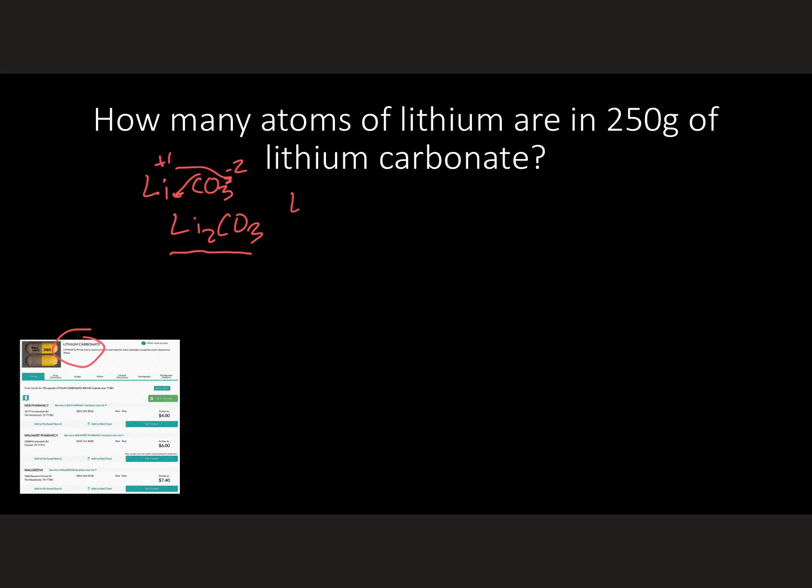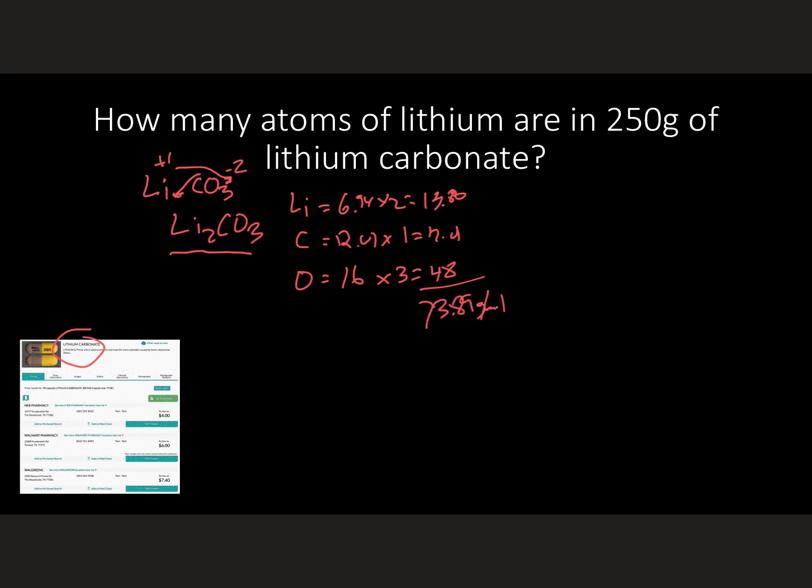And we need to determine the molar mass of lithium carbonate. So lithium carbonate, so Li, C, O. One oxygen is 16, carbon is 12.01, right? So we have 3 of these, 48, 12.01, and then lithium is 6.94 times, what do we have, 2 of those, right? So that's going to give us 13.88. Then when we add all of that up, we get 73.89 grams per mole. So we're starting out with 250 grams of lithium carbonate.